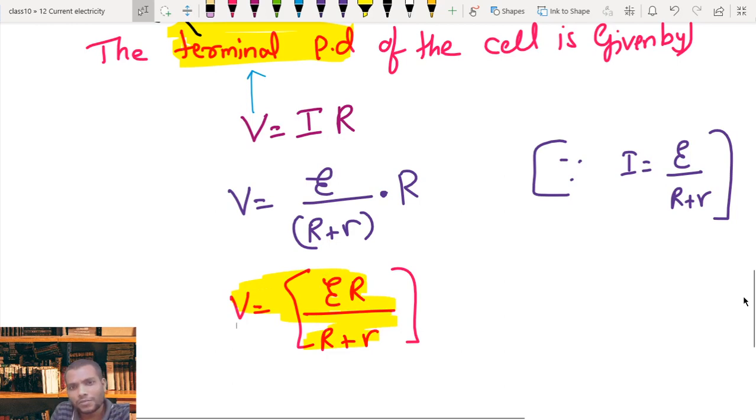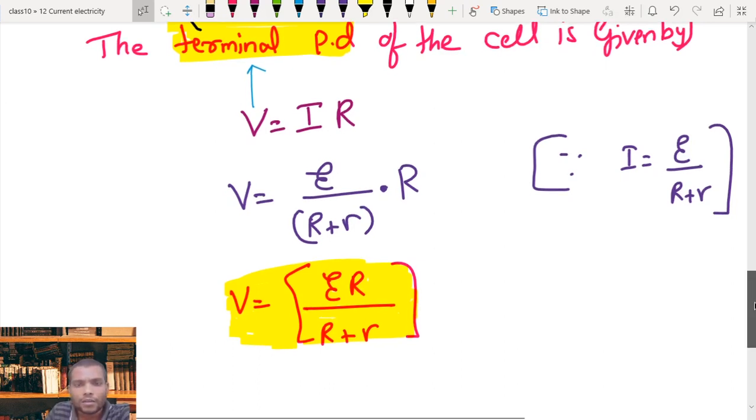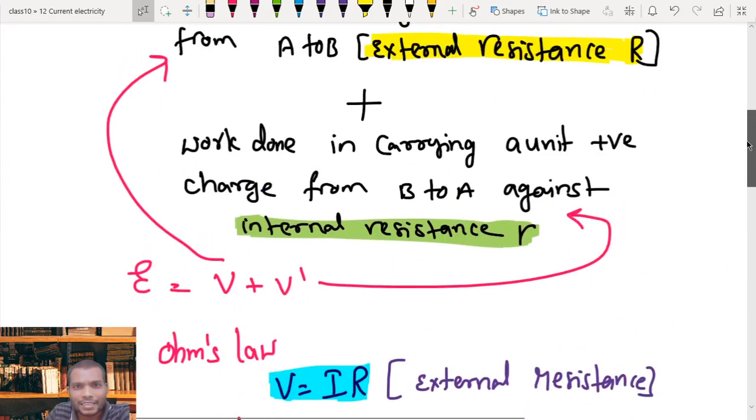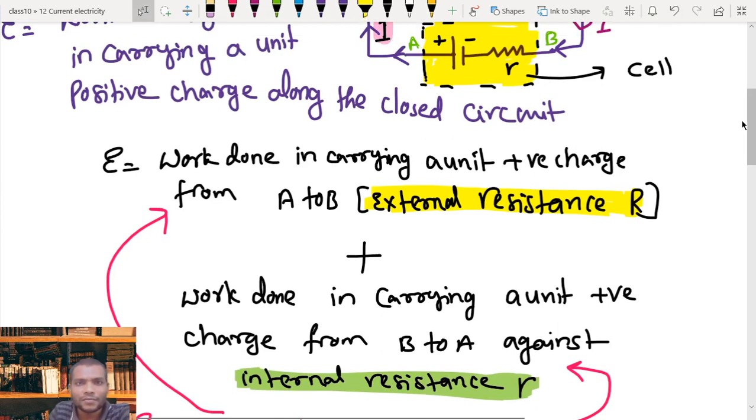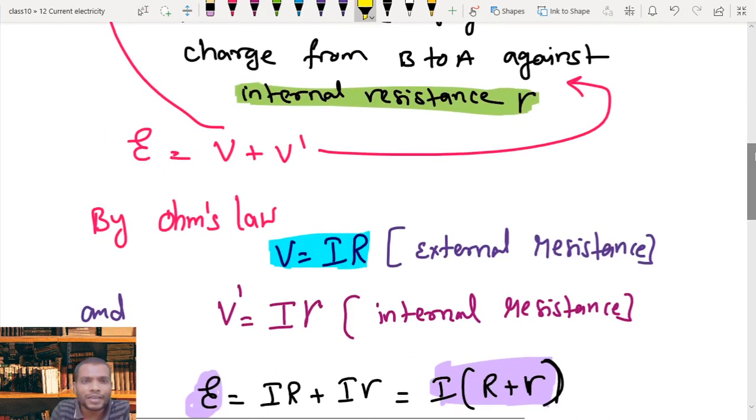The terminal potential difference is also nothing but the work done by the cell in moving a unit positive charge from A to B. In my expression, I have V here. So we define V as the work done in carrying a unit positive charge from A to B. So this is also known as terminal potential difference, and from here itself we define the terminal potential difference.